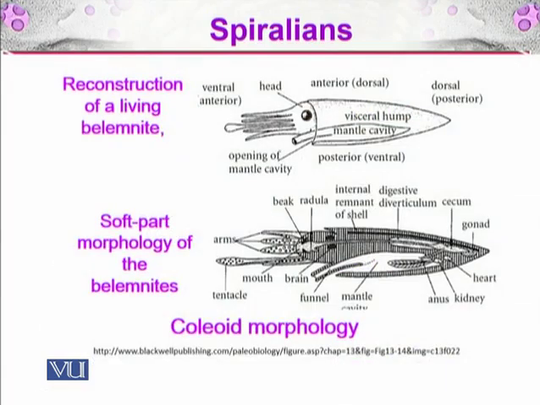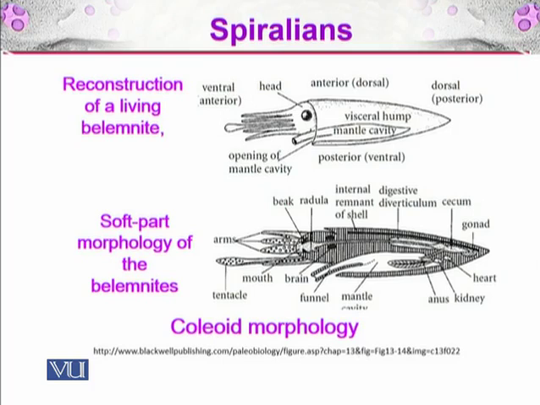Here you can see one of the characteristic coleoid organisms, a reconstruction of a living belemnite. You can see the visceral hump and mantle cavity, and after the head, the ventral anterior, on which you can see a lot of tentacles, the feet, coming out. On the dorsal posterior, it is a tapered end. How does it move? It takes in water and expels jets of water out of it, and that's what makes it move.